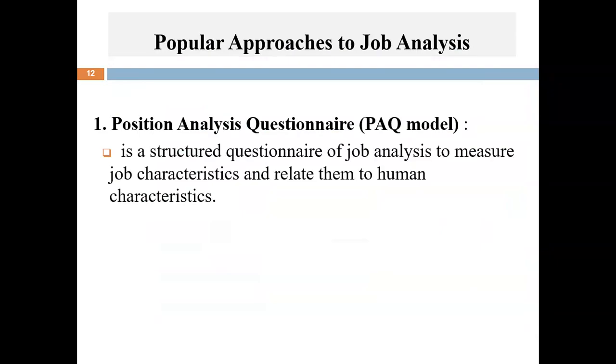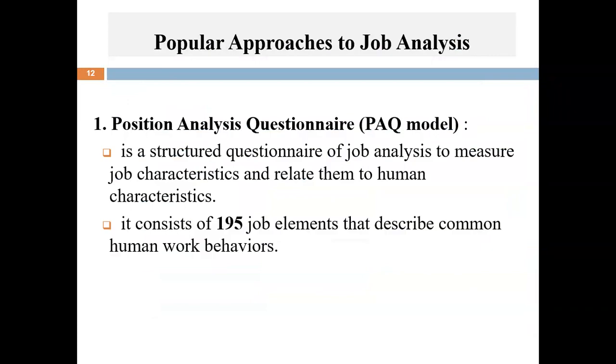So, one by one. The first one is the position analysis questionnaire. It is a structured job analysis questionnaire to measure job characteristics and relate them to human characteristics. It consists of 195 job elements that describe common human work behaviors. The divisions could be mental process, work output, relationship with others, job context, and information. All these questions are provided in the position analysis questionnaire method.